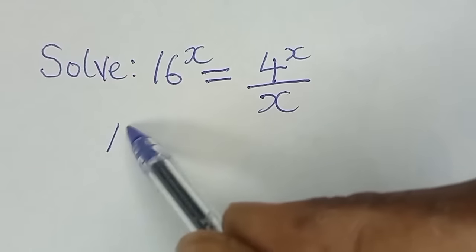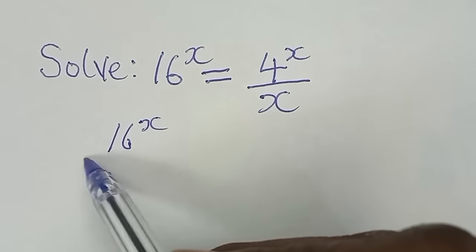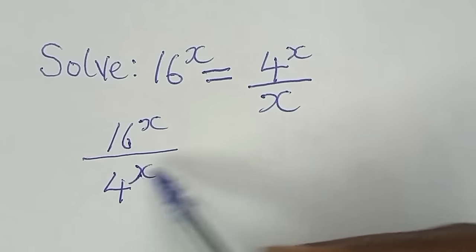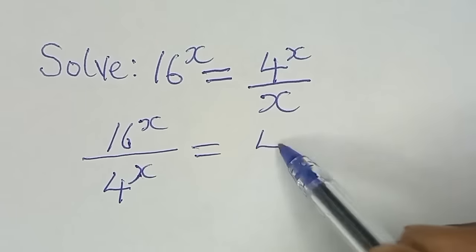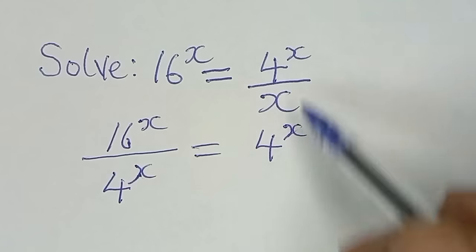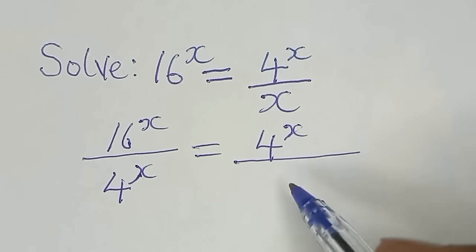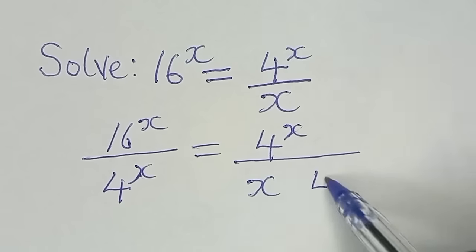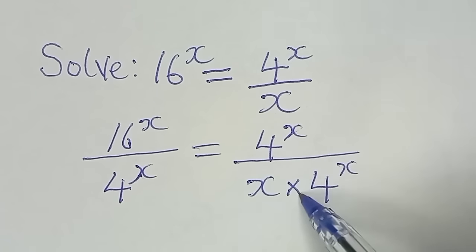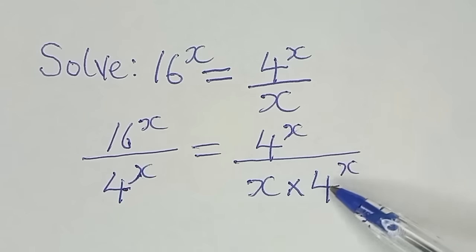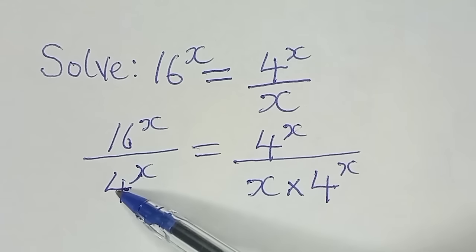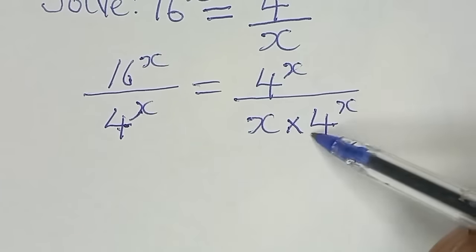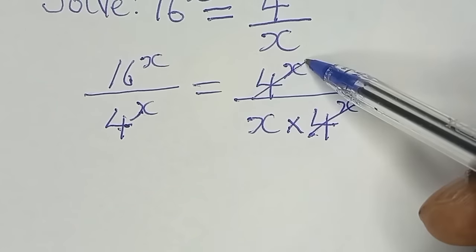So, I'll write this as 16 to the power x divided by 4 to the power x is equal to 4 to the power x, which is this one here, all over x, and then also divide by 4 to the power x. So I can simply put times here. So I'm dividing both sides by 4 to the power x. So in doing that now, this 4 to the power x will cancel 4 to the power x.